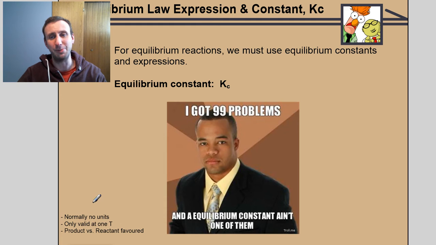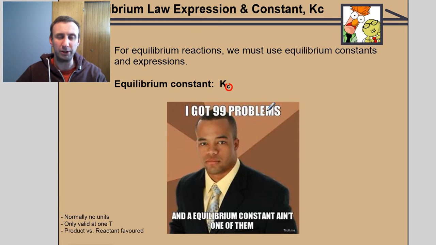For equilibrium reactions, we must use equilibrium constants and expressions. The equilibrium constant is Kc. K is normally our generic letter for any constant. For example, with Hooke's law in physics, the spring constant is k. It's just what we use for constants a lot of the time. And C, I believe, stands for the fact that we're actually dealing with concentrations in this law.